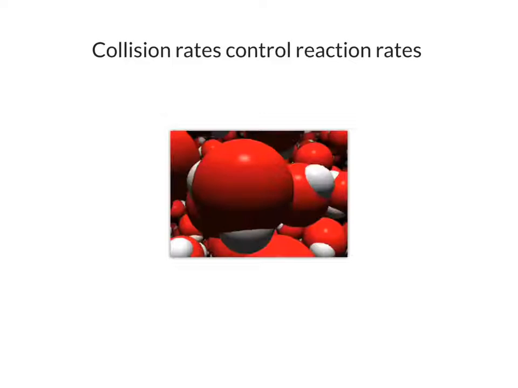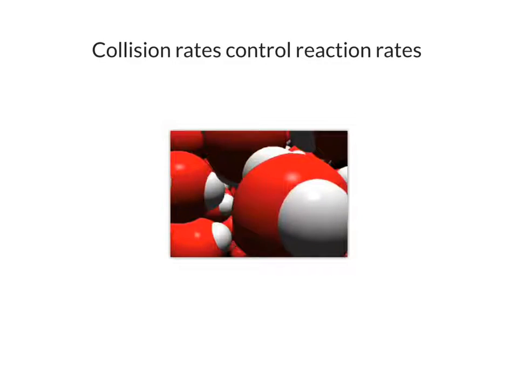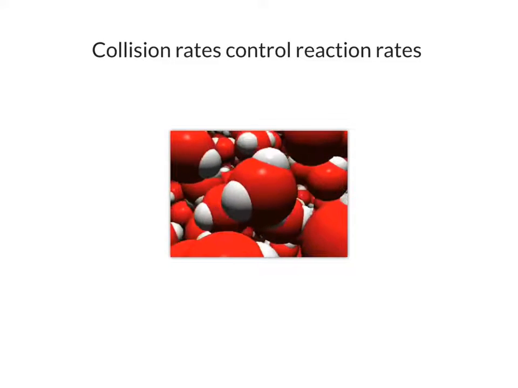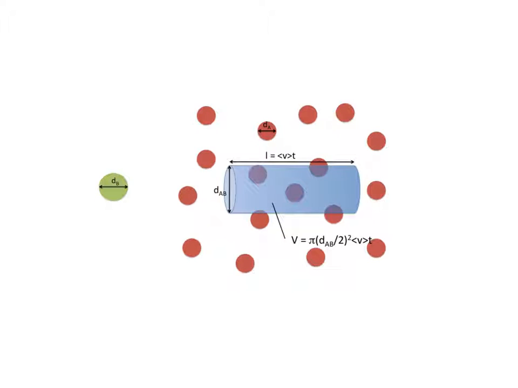reacting. Notice that when we have water molecules in the liquid phase, the molecules are far more close together, and so the collisions occur with a much greater frequency. Let's do a thought experiment to see how we might count the number of collisions that occur in a particular system. To do that, we're going to think about these red molecules, which have a diameter of dA, so these are our A molecules, and these green molecules, which have a diameter of dB. These are going to be our B molecules.